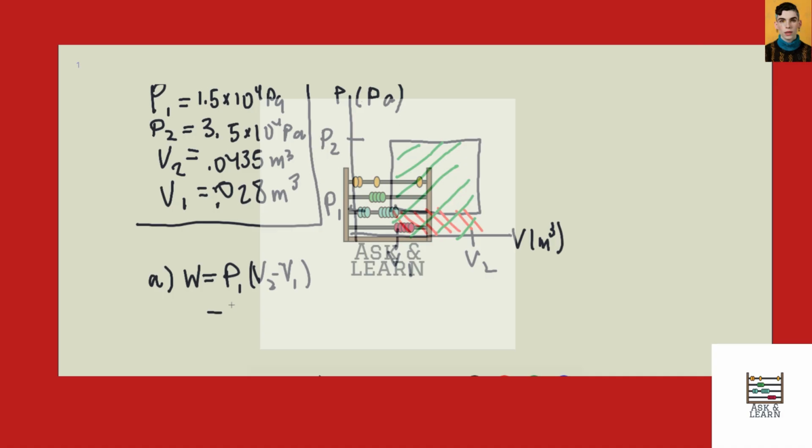And then the work done during the other volume change happens at pressure P2, and then you're going to go V2 minus V1, with the opposite sign. If we simplify that algebraically, we get P1 minus P2 times V2 minus V1.